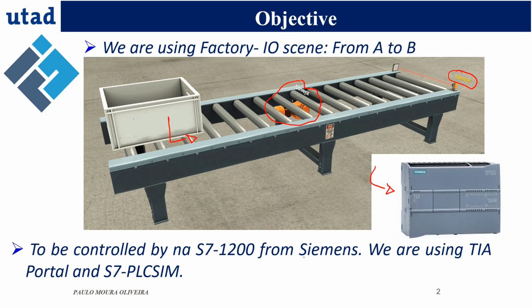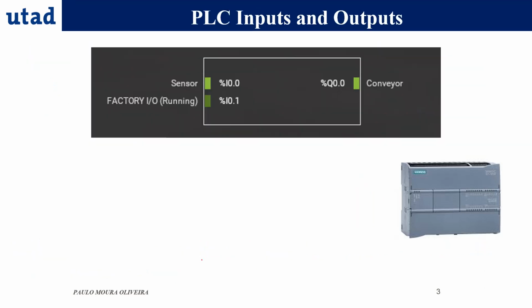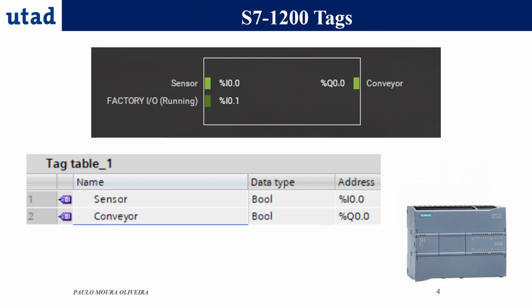So we are going to use the S7-1200 from Siemens with TIA Portal and the PLC-SIM. These are the outputs of the PLC. We are going to use the sensor connected to this input 0.0, and the conveyor is going to be actuated by this output. So we have to use exactly the same addresses in these tags from the sensor and conveyor. As you can check here, they are the same.